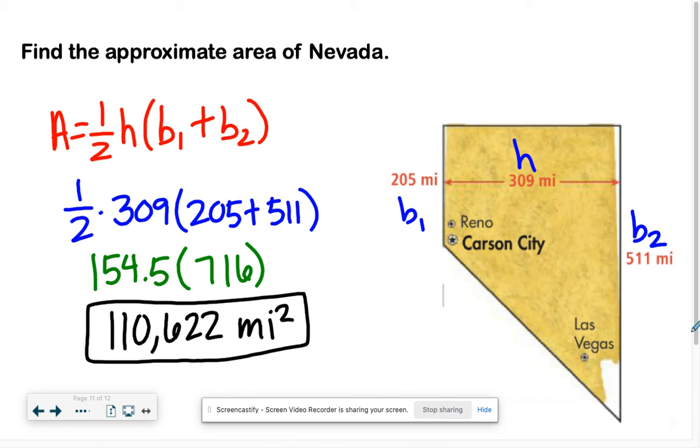Hey Siri, what's the area of Nevada? Nevada has an area of 110,572 square miles. We were close. Wow, we're within 100.